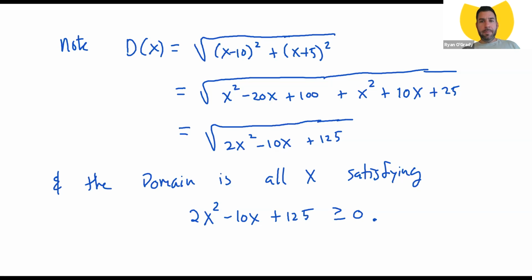What I mean by the square root is, some people might write this as 2x squared minus 10x plus 125, the whole quantity raised to the 1/2. That's one way to do it. It doesn't matter how you think about it. Either way, what's the derivative?